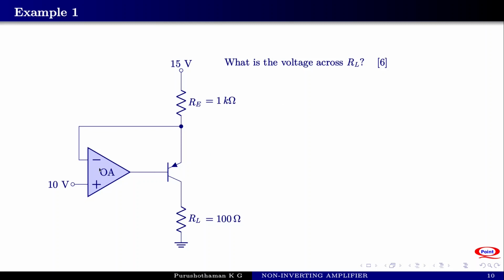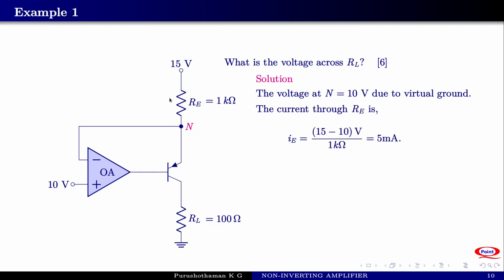See, assume that the operational amplifier is ideal, because nothing of ideality or non-ideality is mentioned in the question. Assume that the operational amplifier is ideal. And since the operational amplifier is ideal, the voltage at the non-inverting terminal also must be equal to 10 volt. So the voltage at this point must be equal to 10. So you have a resistor Re with a 15 volt connected to one lead and a 10 volt connected to the other lead. So the potential difference is 5 volts, and so the current through Re is equal to 5 milliamperes.